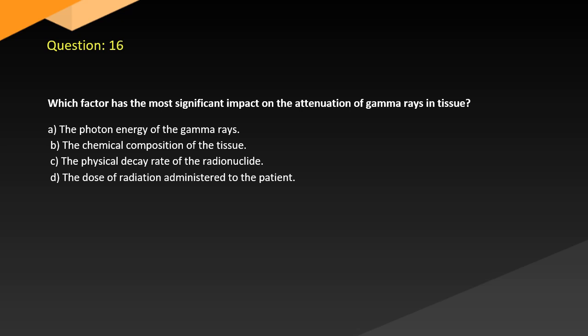Question 16. Which factor has the most significant impact on the attenuation of gamma rays in tissue? A. The photon energy of the gamma rays. B. The chemical composition of the tissue. C. The physical decay rate of the radionuclide. D. The dose of radiation administered to the patient.